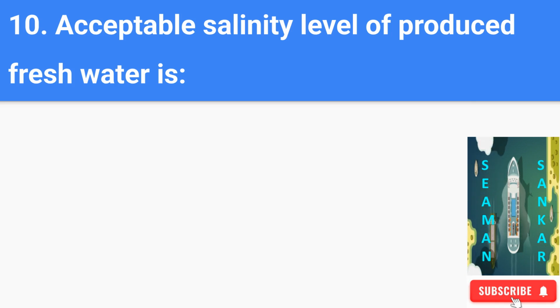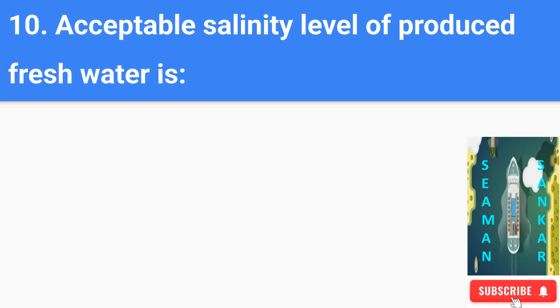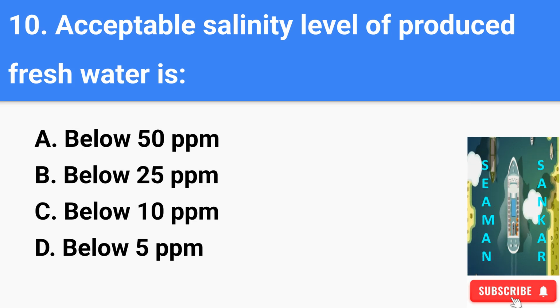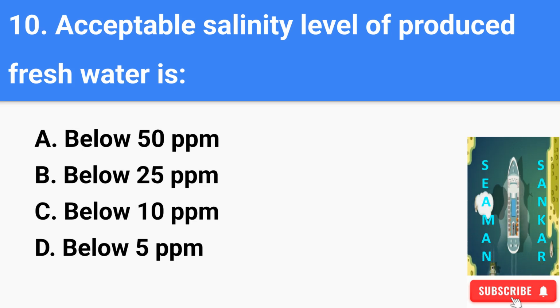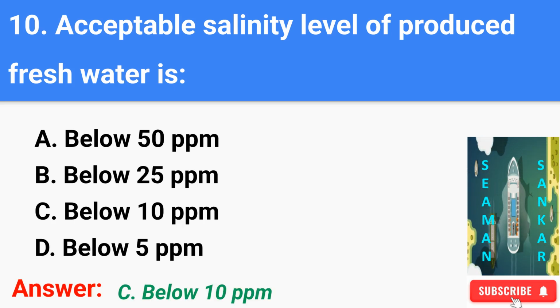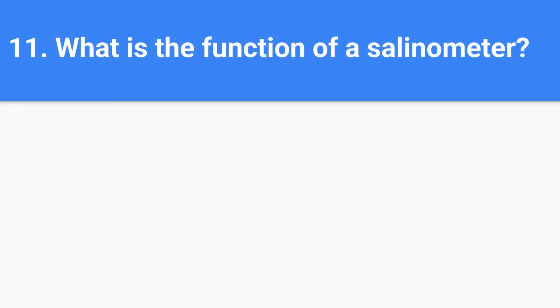Question 10. Acceptable salinity level of produced fresh water is A. Below 50 ppm. B. Below 25 ppm. C. Below 10 ppm. D. Below 5 ppm. The acceptable salinity level is C. Below 10 ppm.